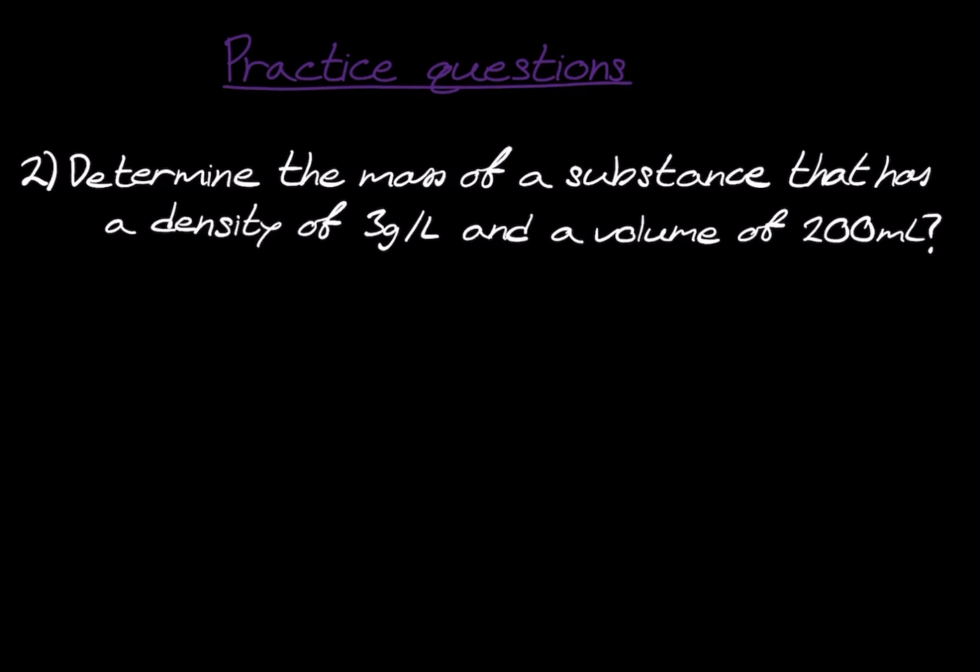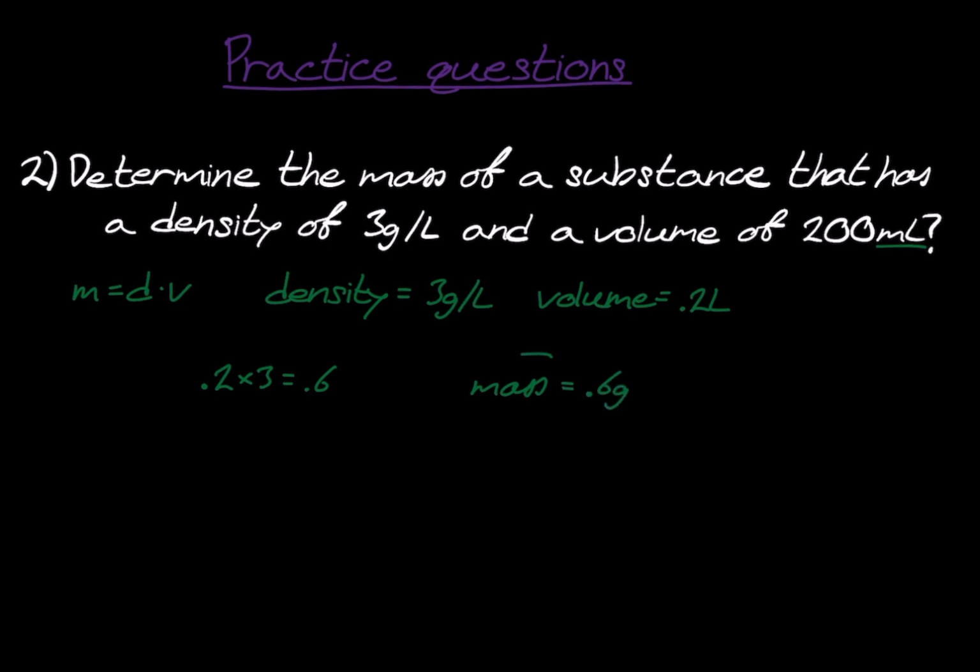In number 2, we're solving for mass, so we need to adjust the equation, and to do that, we multiply both sides by volume, so now we have mass equals density times volume. For the units, the density is good, but the volume is in milliliters, so let's change it to liters, which is 0.2. Now we just do the math. 0.2 times 3, which equals 0.6, so the mass is 0.6 grams.